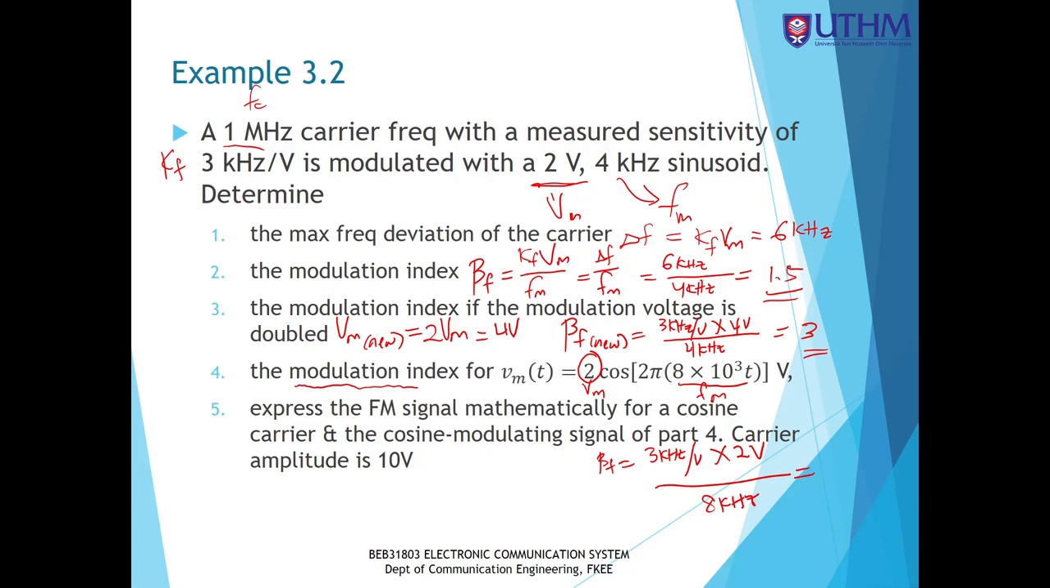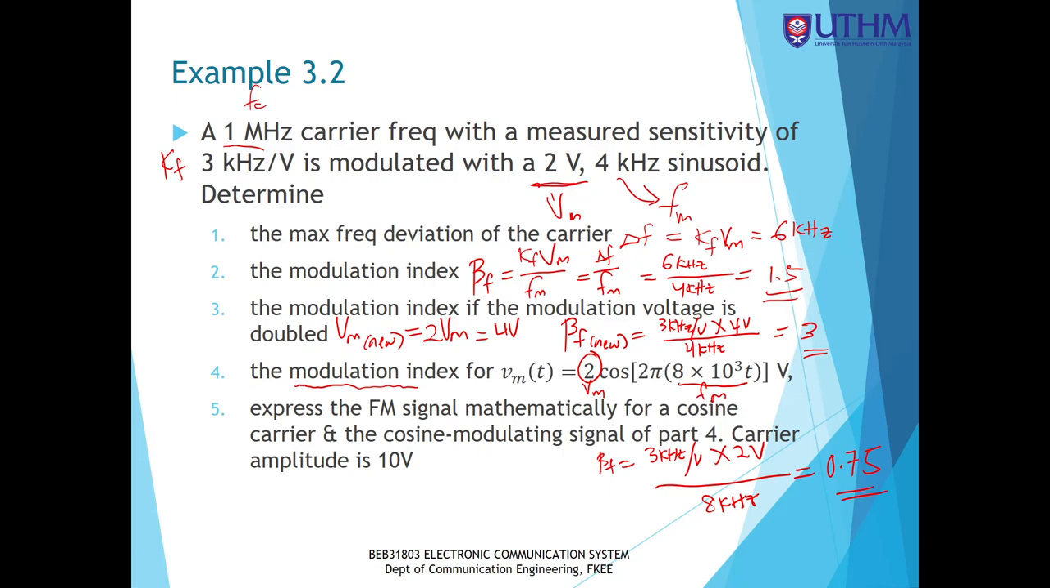So how much is this? If you see from here, 6 divided by 8, you get 0.75. Okay, no unit. So you see that if you double the frequency of the input, you will reduce the modulation index by half. Kalau kita gandakan, dua kali ganda frekuensi input, maka modulation index akan berkurang menjadi separuh. Okay, 1.5 bahagi 2. So you see that that means the modulation index for FM is inversely proportional to the input frequency.